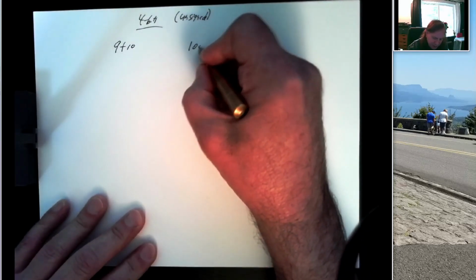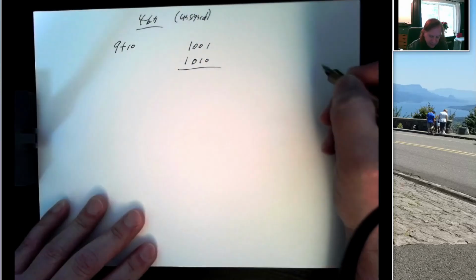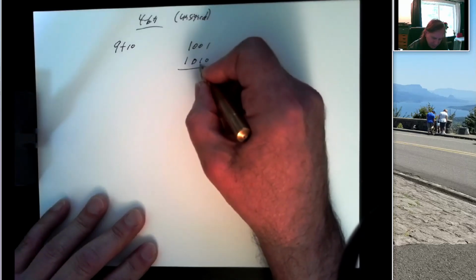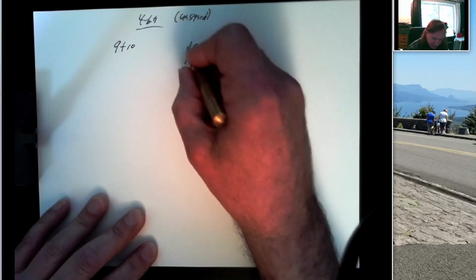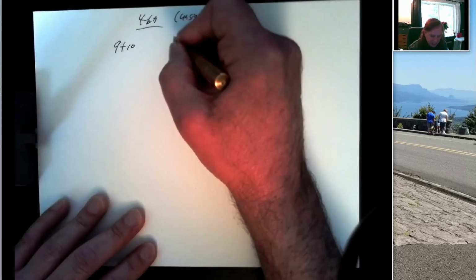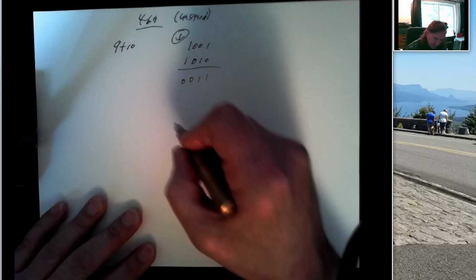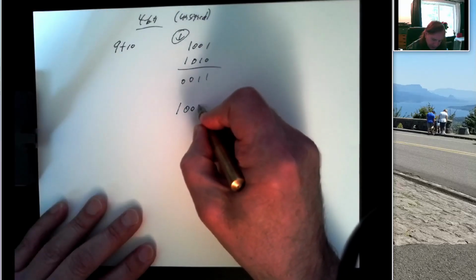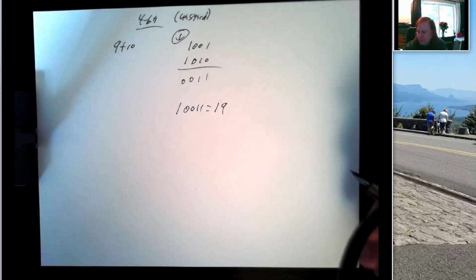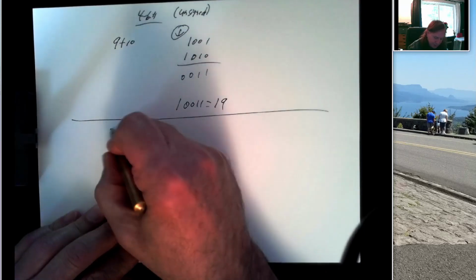Well, 9 looks like this and 10 looks like this, and when we add those, 1 and 0 is 1, 0 and 1 is 1, 0, 0, 1, 1 is a 0. We get that carry out at the end. For unsigned numbers, that tells us our answer is too big. Our answer really should have been 10011, which is 19, but the biggest number we can represent with 4 bits is 15.